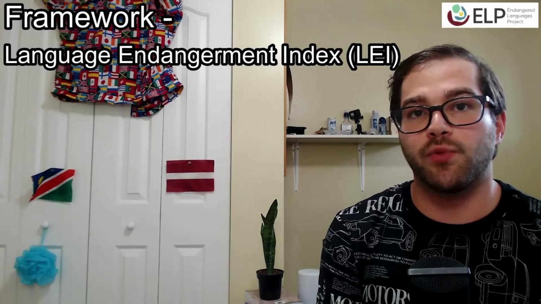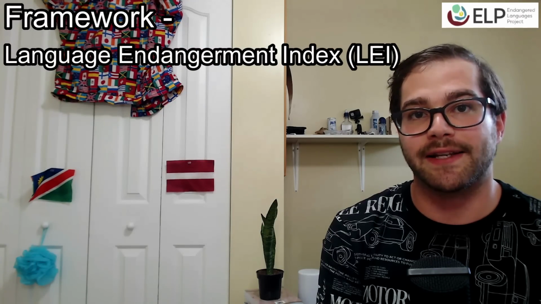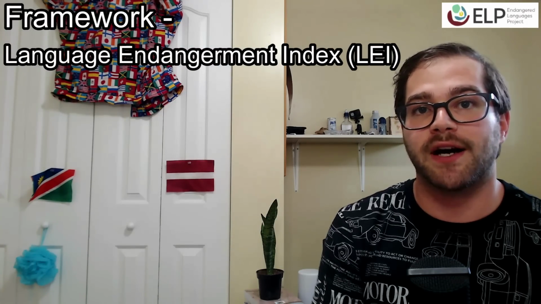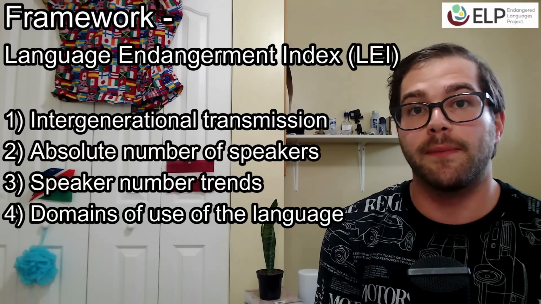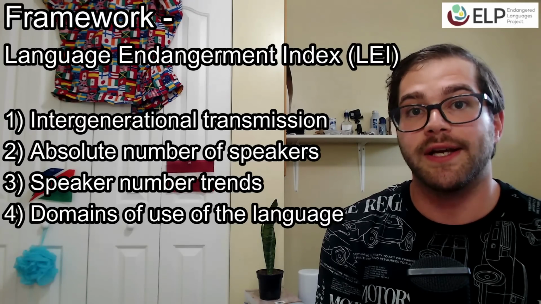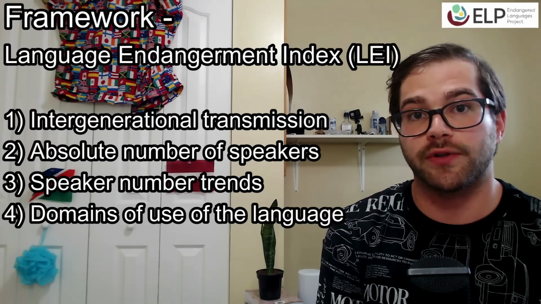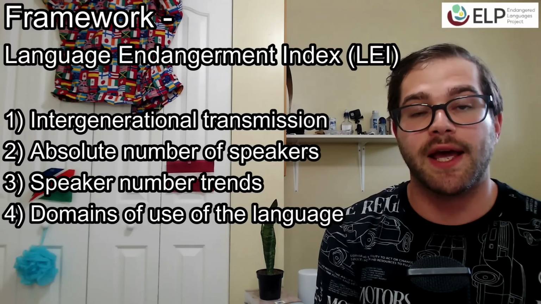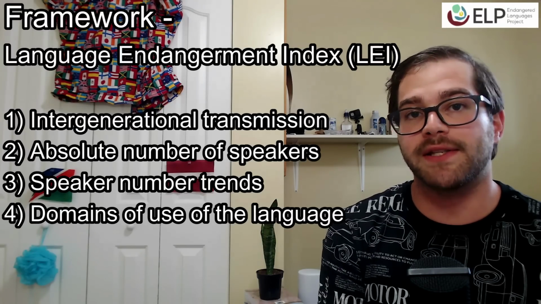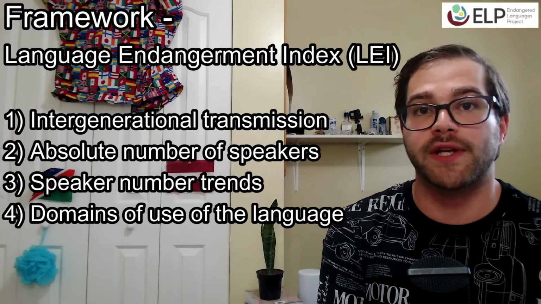ELP uses a framework called the Language Endangerment Index, which evaluates languages based on 4 core criteria. The most important of which, just like with UNESCO, being intergenerational transmission. Is the language being passed on to children? Then there's also absolute number of speakers, speaker number trends, and domains of use. Basically just a more condensed version of UNESCO's criteria.